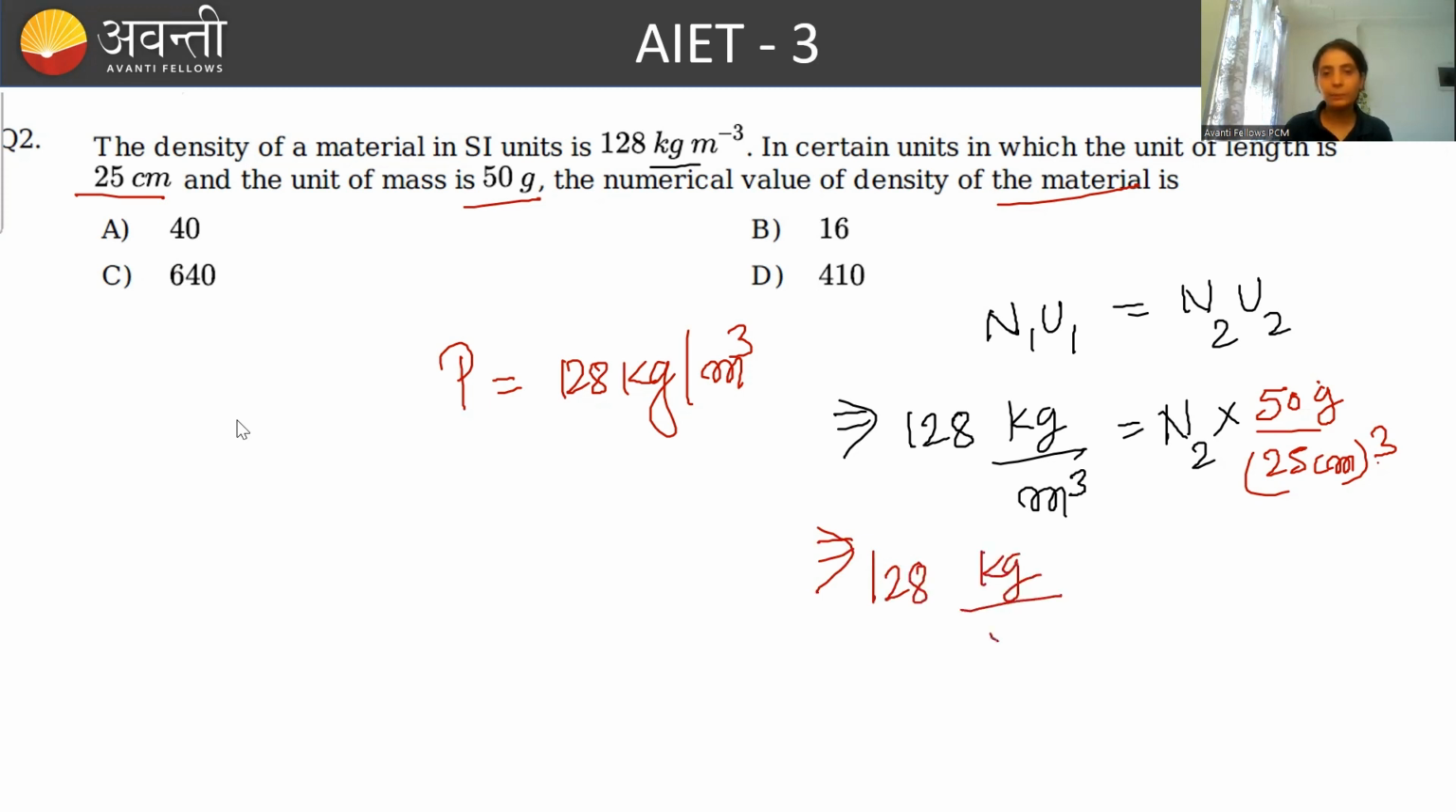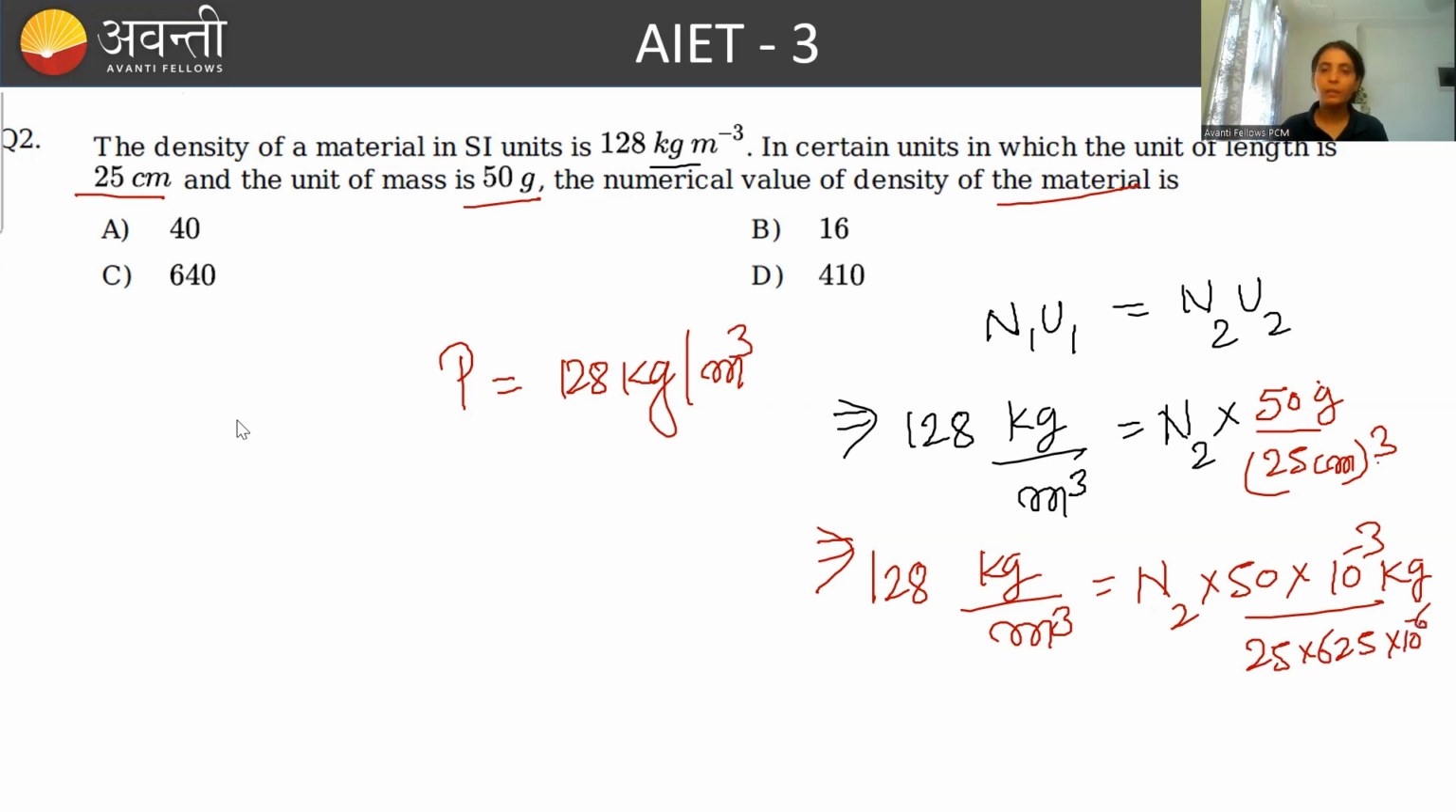128 kg by meter cube. Here what can you write? N2 times 50 gram, what can you write it as? 10 to the power minus 3 kg divided by 25 cubed, that is 625 into 10 to the power minus 6. This will become, we are converting it into meter cube. This is meter. Okay. Now kg per meter cube you can cancel out. Now what is left? Let's solve for it.